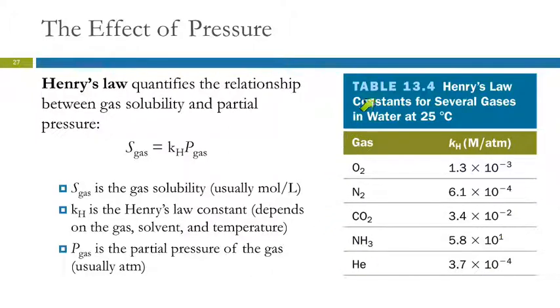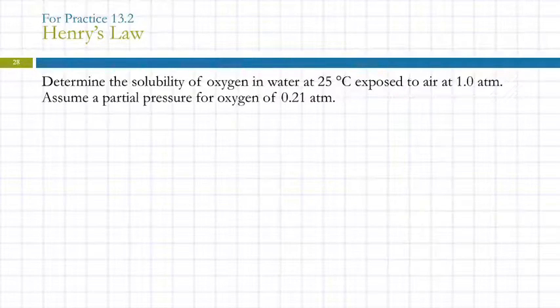So the Henry's law constant for oxygen in water at 25 degrees is 1.3 times 10 to the minus 3 molarity per atmosphere. So we can do problems like this. Determine the solubility of oxygen in water at 25 degrees Celsius exposed to air at 1 atmosphere. Assume a partial pressure for oxygen of 0.21 atmospheres.